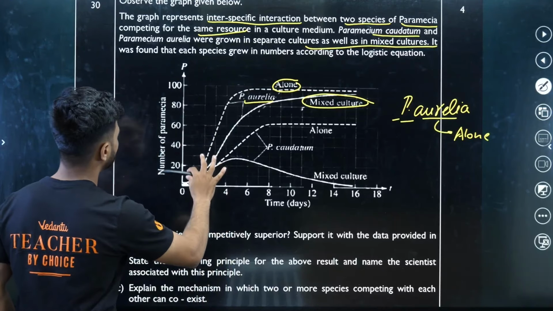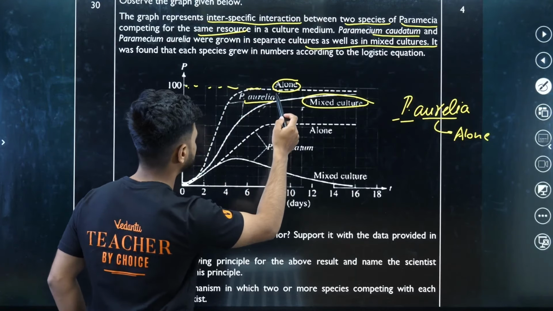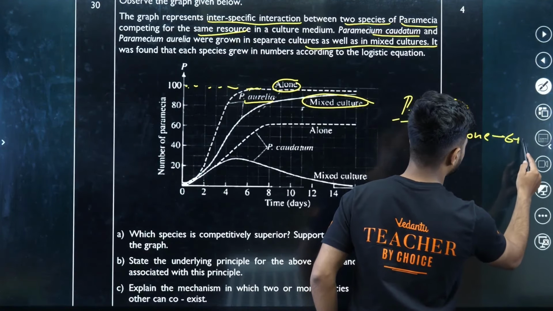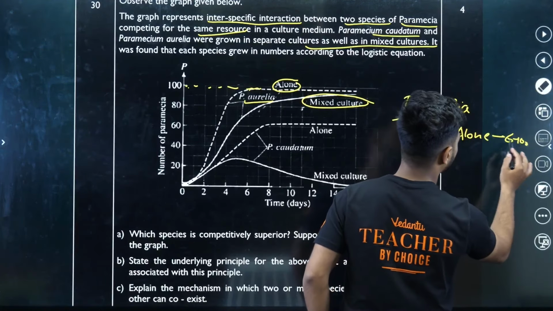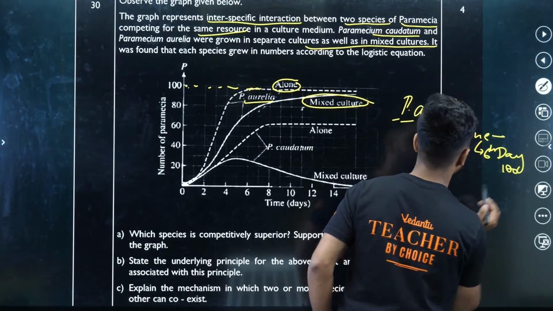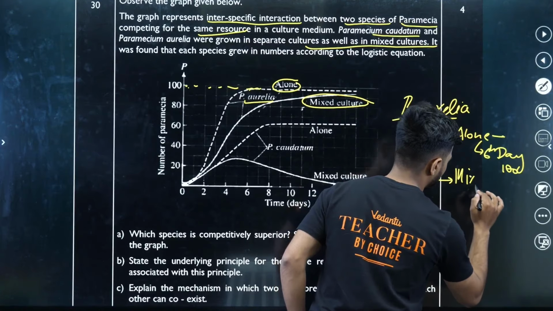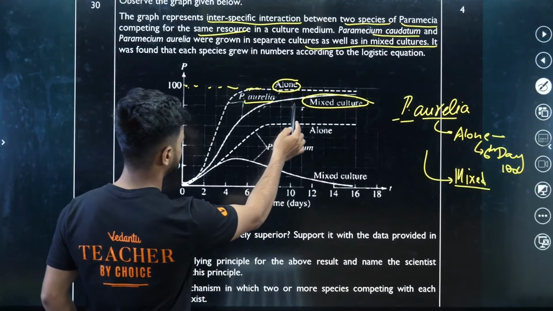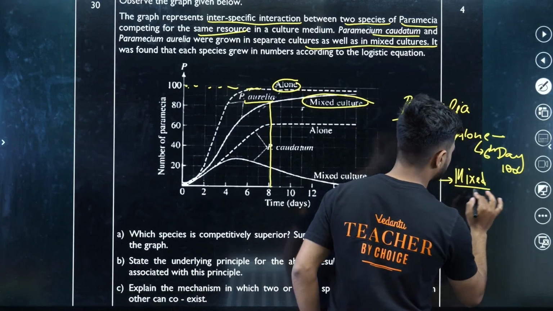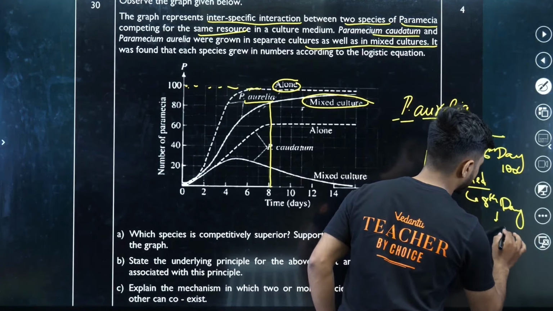When it is growing alone, the number of Paramecia is reaching highest at the sixth day. Can you see? When it is growing alone, on the sixth day it is reaching 100 number easily. Now, what about when it is growing in mixed culture? You can see the highest is at the eighth day. We are getting 80. It is mixed, it is the 8th day, we are getting 80 number of Paramecia.